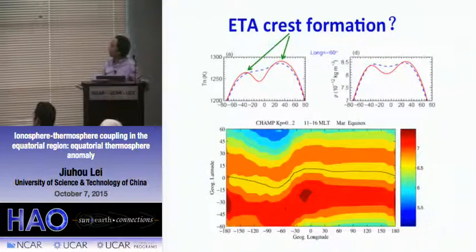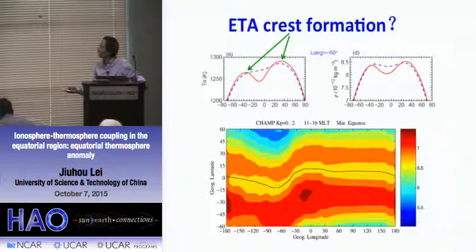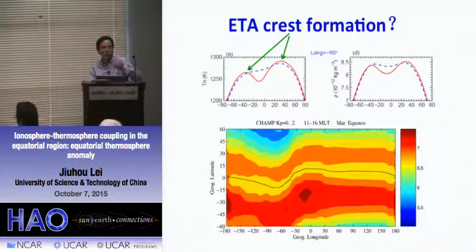If we go back to look at the CHAMP data, not only is the trough around the magnetic equator, actually the crest is also aligned with the magnetic field line. That really cannot be explained by having a trough and then two crests. In that case, you would see the crest should be along the geographic latitude, because the solar zenith angle and the solar heating should be mainly in geographic coordinates.